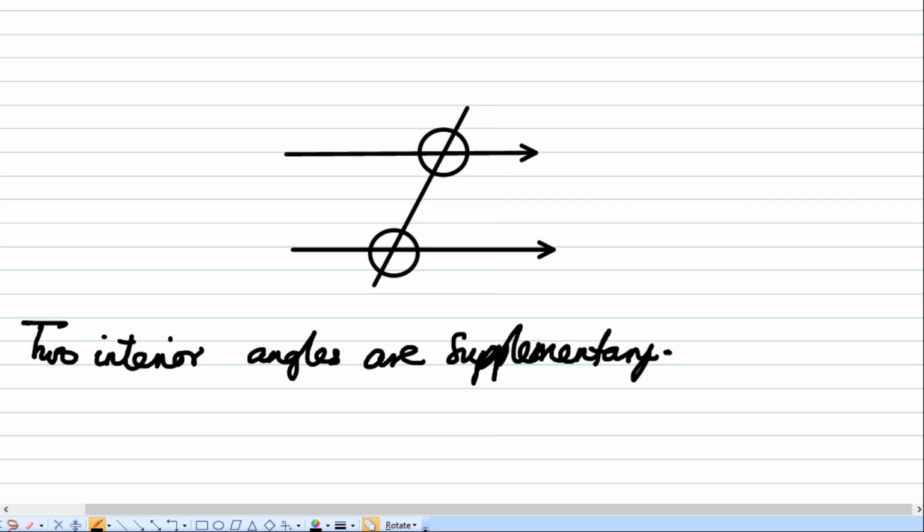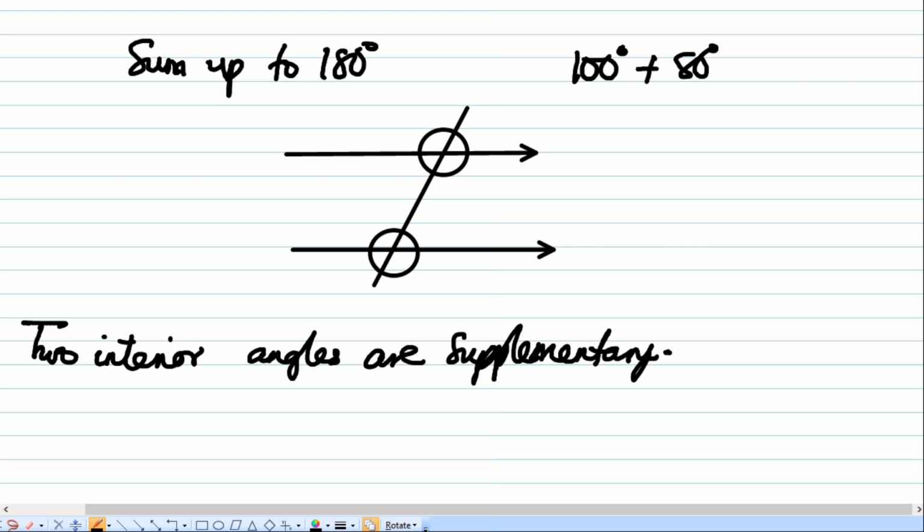But before we go ahead to identify interior angles, you must know what we mean by supplementary. Supplementary angles are angles that sum up to 180. For instance, if I give you 100 degrees and ask what is the supplement of 100 degrees, I'm asking what angle will I add to 100 to give 180, and that should be 80 degrees, because 100 plus 80 is 180. So that's what I mean by supplementary angles.